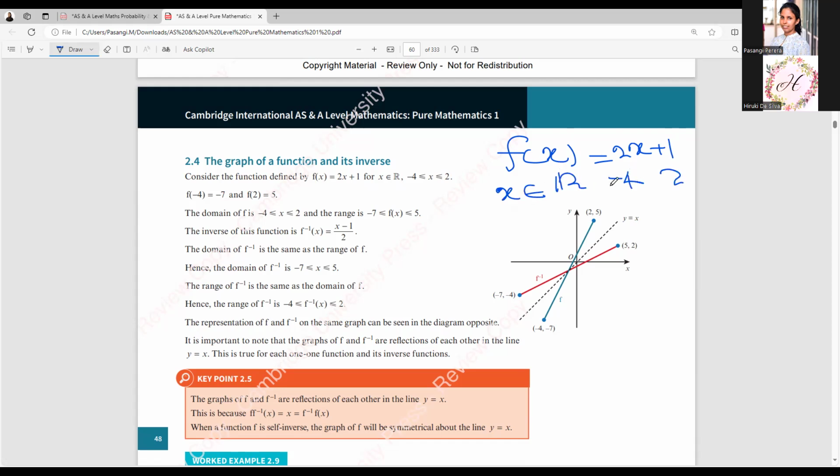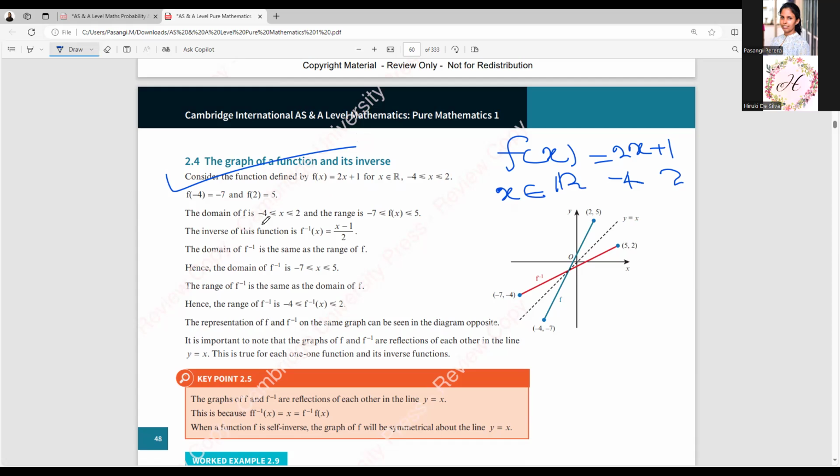What will happen here when the x value is minus 4? The y value will be minus 7. When the x value is 2, the y value is 5. That can be found by substituting the respective values for x. So the domain of f is minus 4 to 2 and the range is minus 7 to 5.